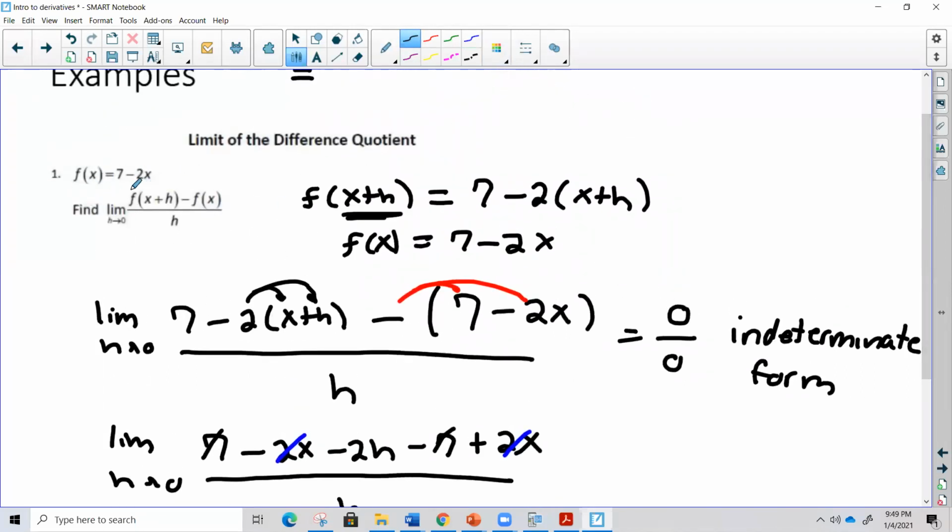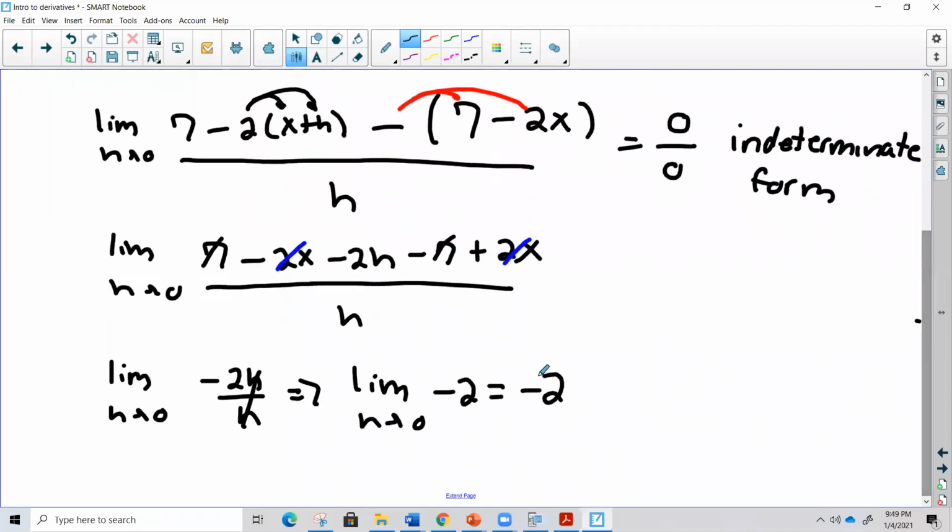And that should make sense because this is a line and the slope is always in front of the x. So the slope is negative 2. And so the derivative, or the slope at any point on this function, would be negative 2.